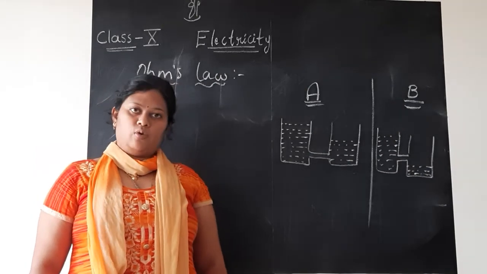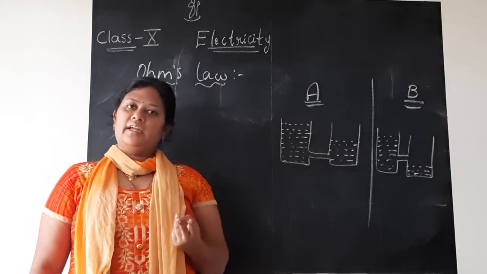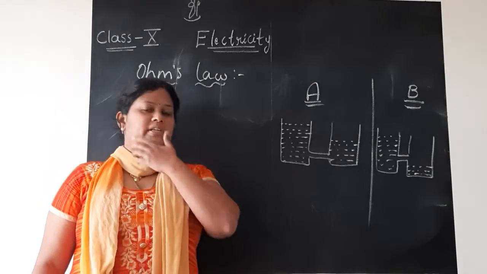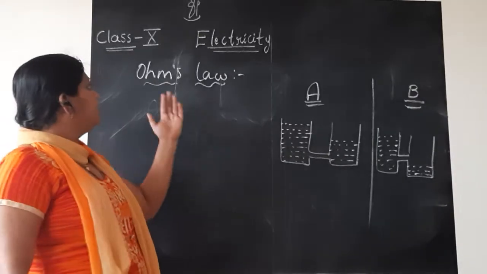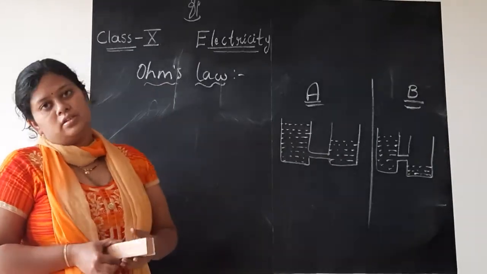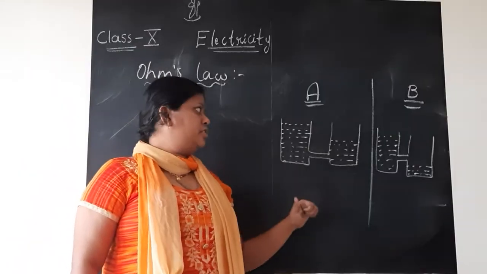Study what is Ohm's law. Now we know V represents the voltage, I represents the current and R represents the resistance. So the relation between these three together gives what is called Ohm's law. This is a very important and repeatedly asked question today.